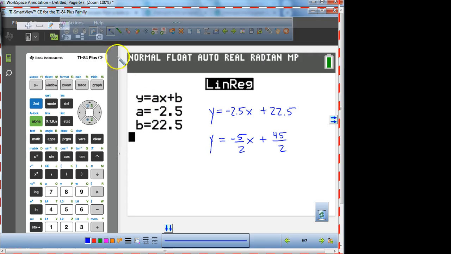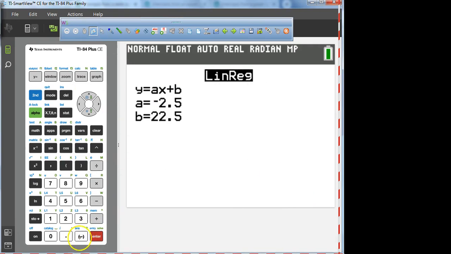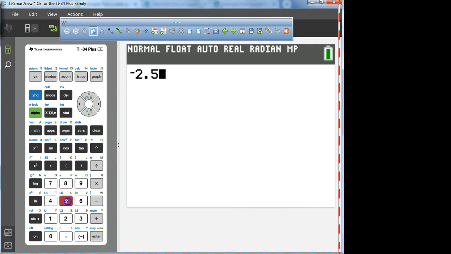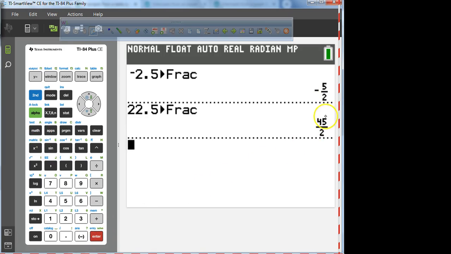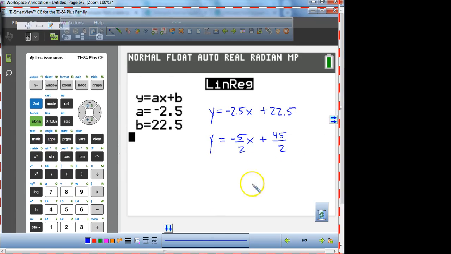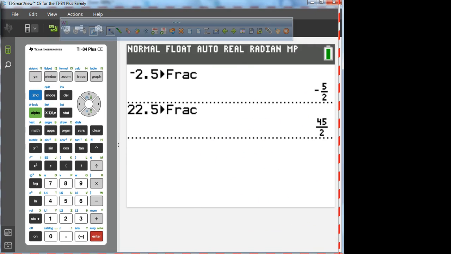Now, if you don't know how to convert those just in your head, you still can type in negative 2.5, hit the math button, press enter twice, that'll change it. Or you can do 22.5, hit the math button, press enter twice, and that changes it right there, so you can see that these are indeed correct. See? Negative 5 over 2, 45 over 2.